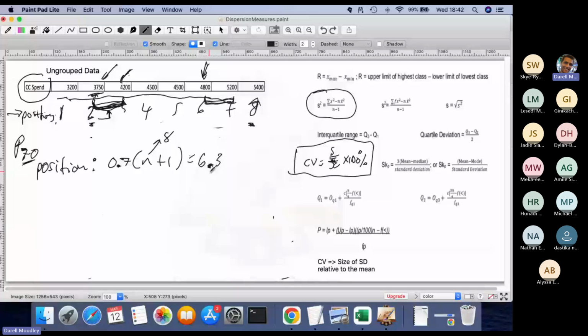We take the number in front of the decimal, which is 6. So it's the 6th number, which is 4,800. Plus, this is where the decimal comes in, the 0.3 times the difference between these two numbers, the 6th and the 7th. So it's the 5,200 minus 4,800. If you work that out, you get a value of 4920.